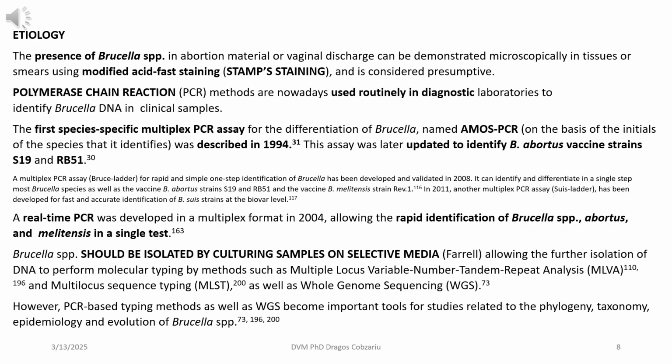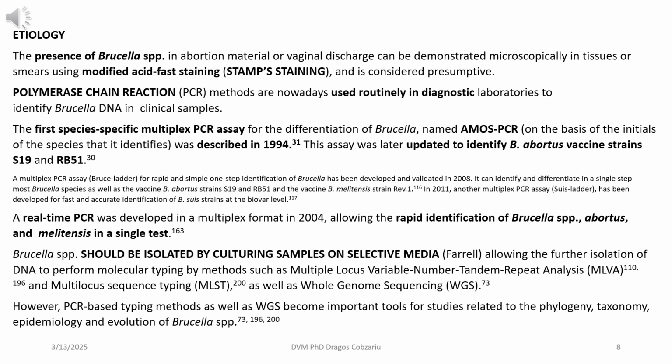The presence of Brucella spp in abortion material or vaginal discharge can be demonstrated microscopically in tissues or smears using modified acid-fast staining, such as Stamp staining, and is considered presumptive. Polymerase chain reaction (PCR) methods are nowadays used routinely in diagnostic laboratories to identify Brucella DNA in clinical samples. The first species-specific multiplex PCR assay for the differentiation of Brucella, named AMOS PCR on the basis of the initials of the species that it identifies, was described in 1994.